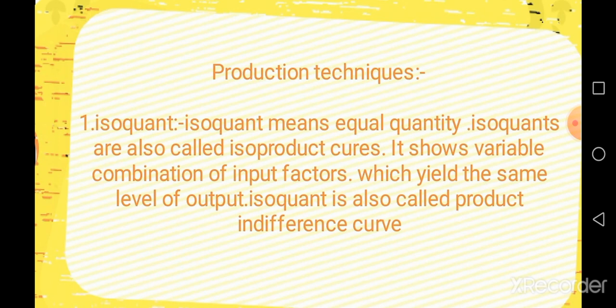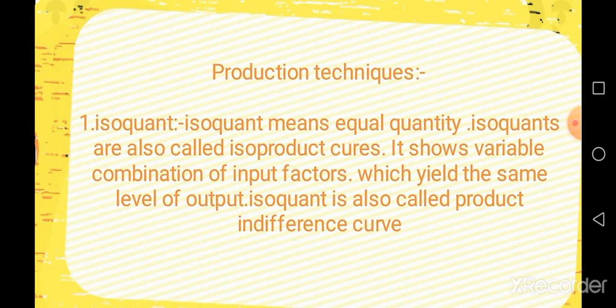Isoquant is also called isoproduct curves. It shows variable combinations of input factors which yield the same level of output. This isoquant is also called an isoproduct curve and product indifference curve.